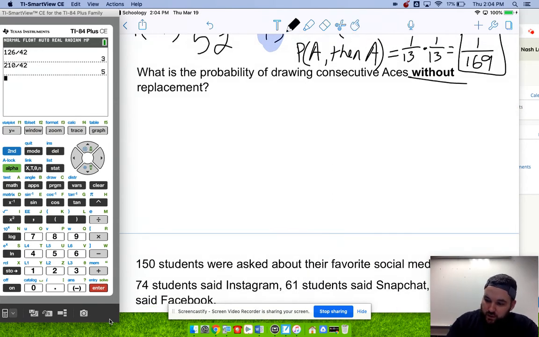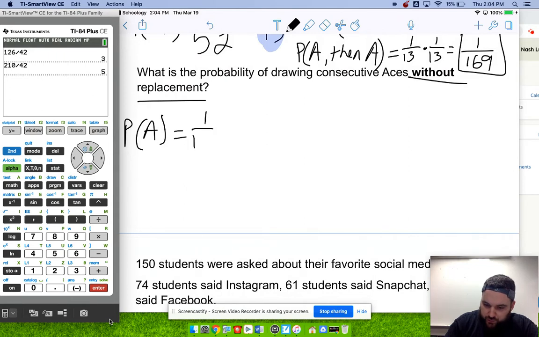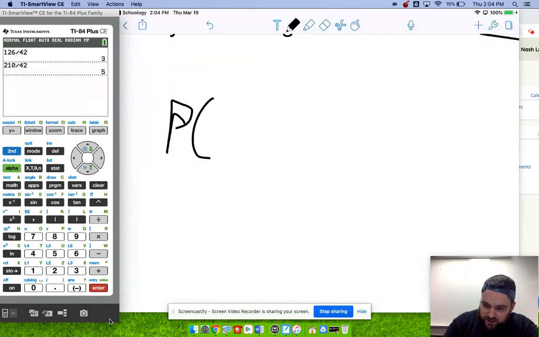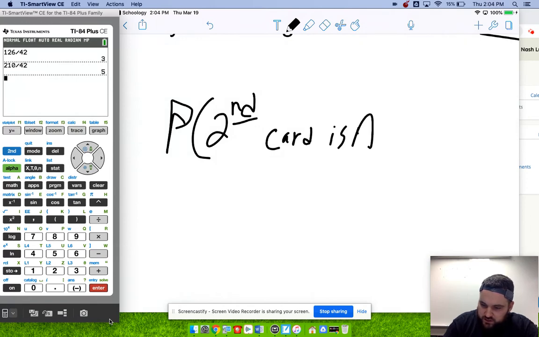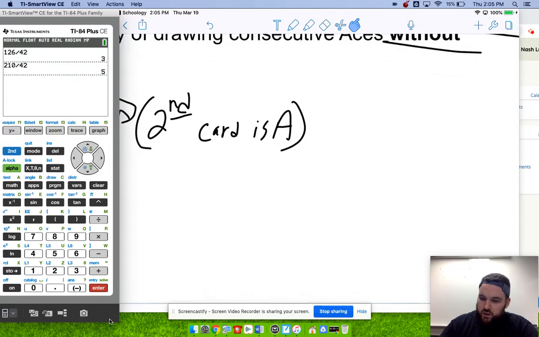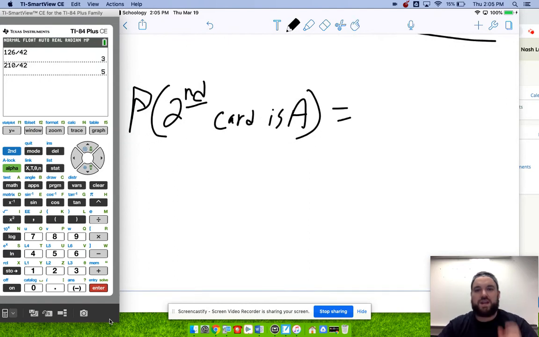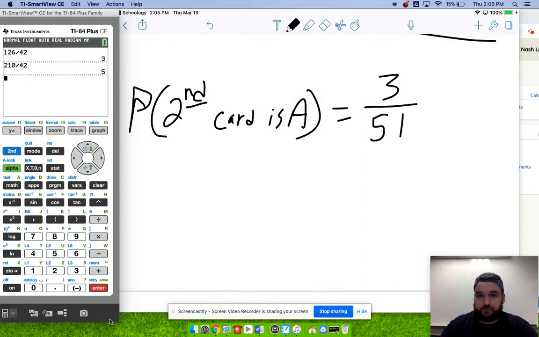If the question says without replacement, I don't know why I didn't bold replacement, that means the probability that the first card's an ace is 1 out of 13, or 4 out of 52. Now, what's the probability that the second card is an ace? Well, it's no longer 4 out of 52 because we are not putting the first ace back in the deck. So there's only 3 aces remaining, and there's only 51 cards. Well, 3 out of 51 does reduce to 1 out of 17.